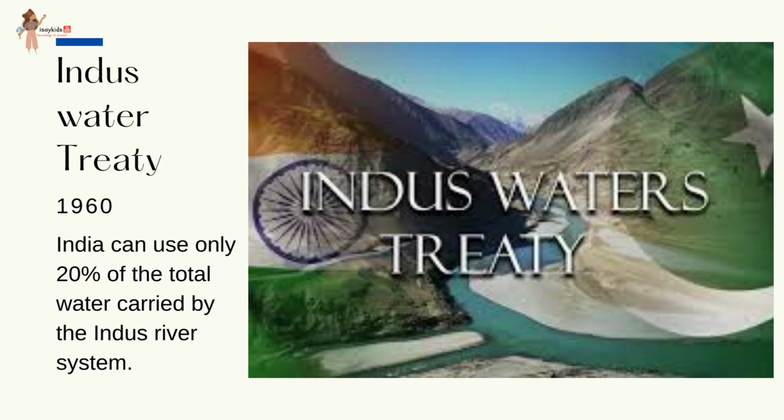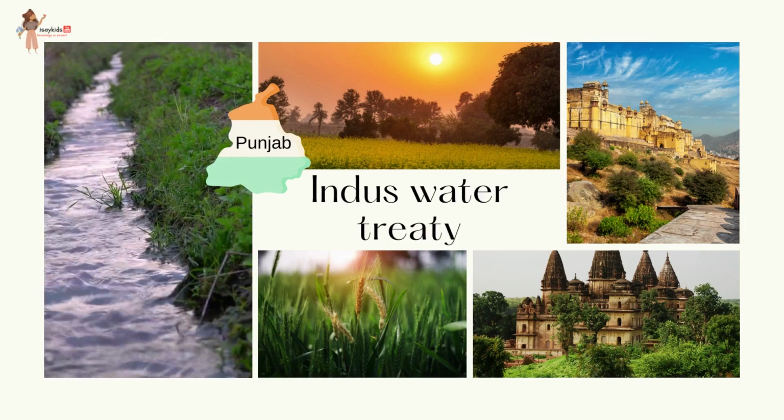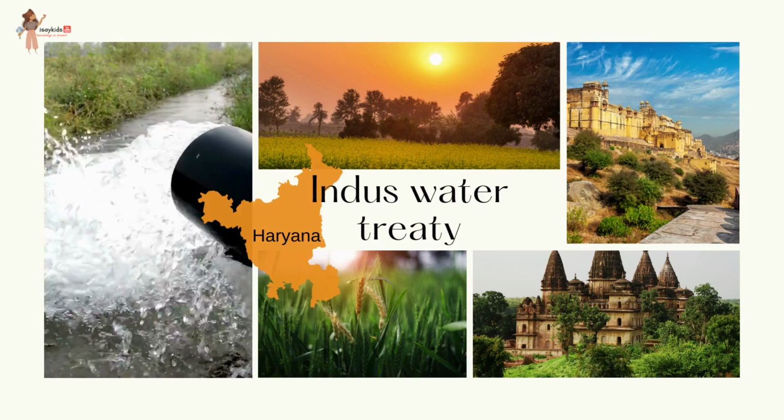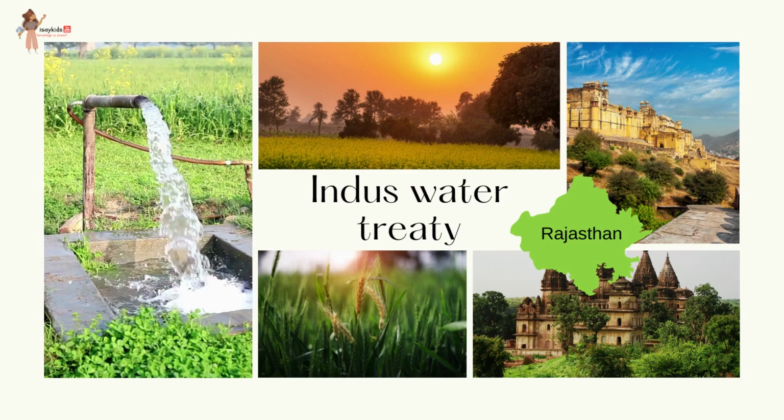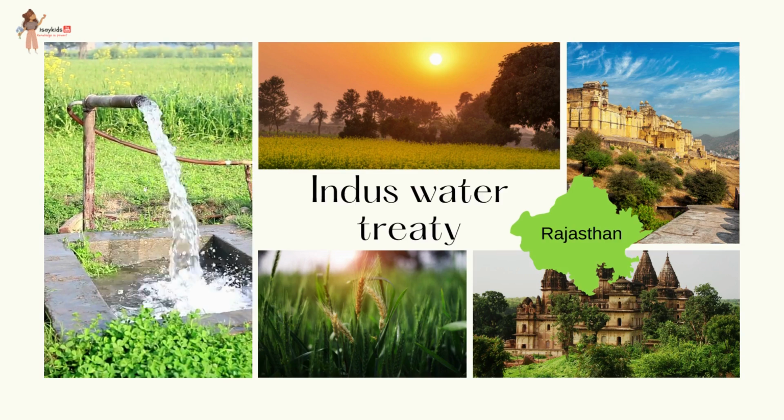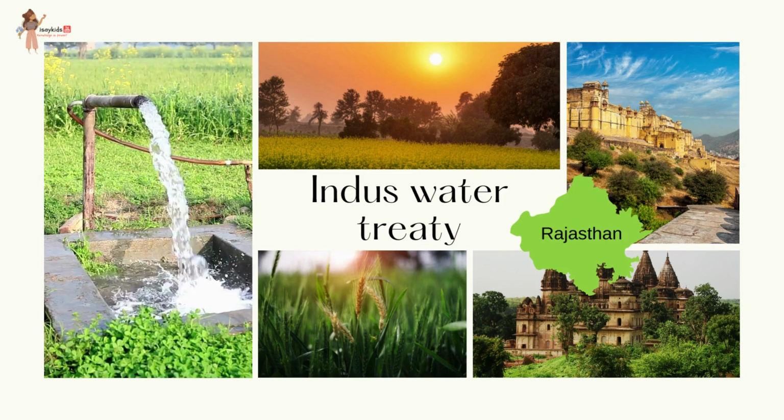According to the regulations of the Indus Water Treaty signed in 1960, India can use only 20% of the total water carried by the Indus River system. This water is used in irrigation in Punjab, Haryana, and the southern and the western parts of Rajasthan.